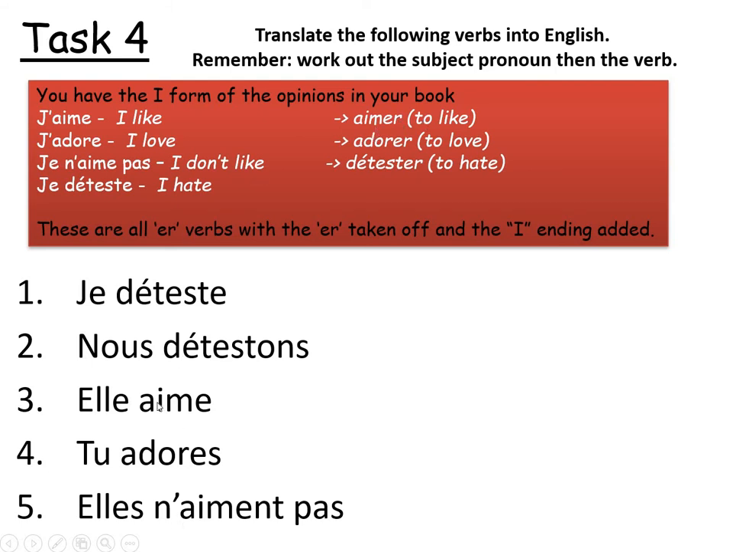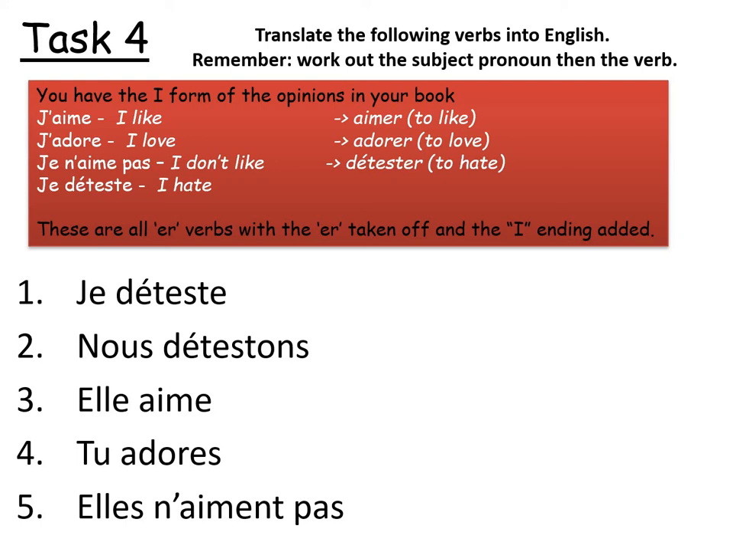And here they've all had the ER taken off them and a new ending put on. So what I want you to do is, in your books or on the sheet, write the English for what these mean. So look at what they are similar to. We've got nous and détestons. So it used to be détester, and I put a new ending on, and who is the person? So write what they all are in English. Pause, and then when you're ready to check, unpause.